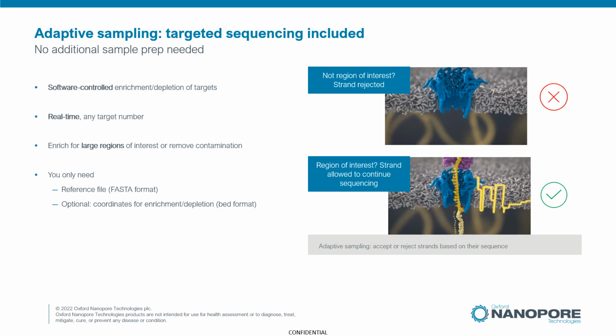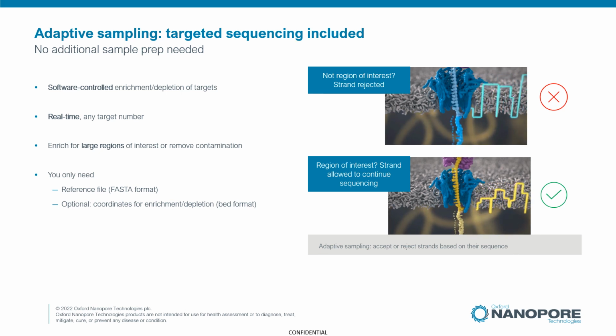The library is prepared as if you were doing whole genome sequencing. So no enrichment up front. You don't need to design baits, probes, or any primers. You would then turn on adaptive sampling in our Minnow software, and typically a bed or a FASTA file detailing your target regions will need to be uploaded.